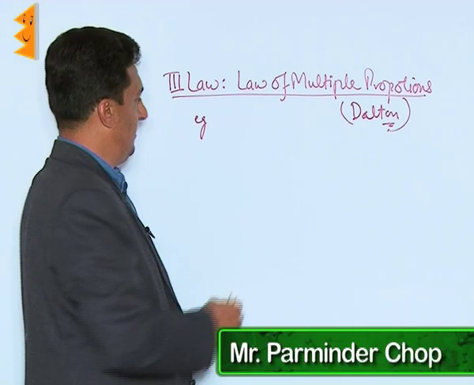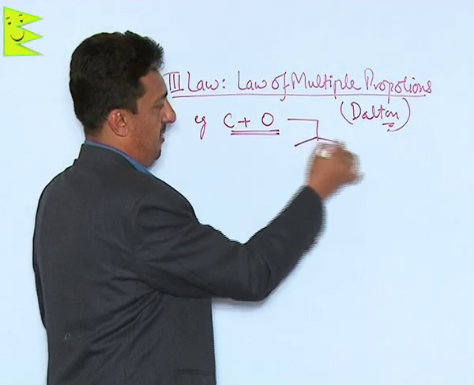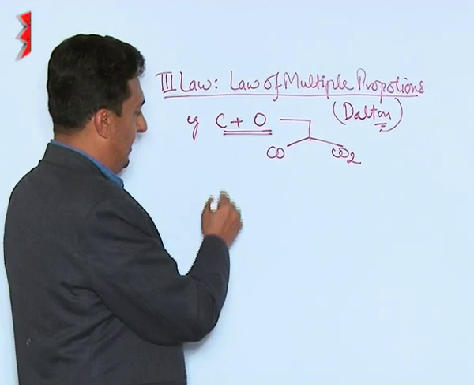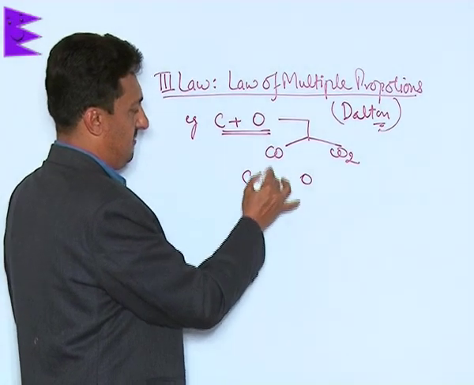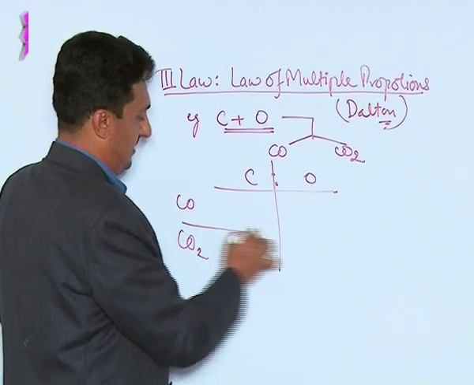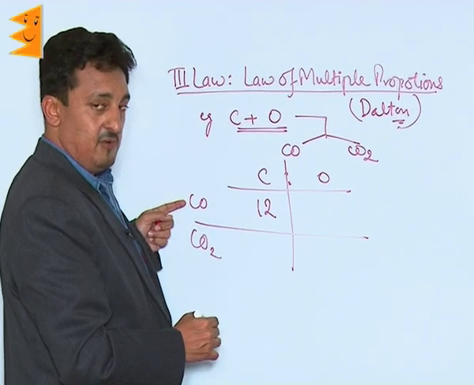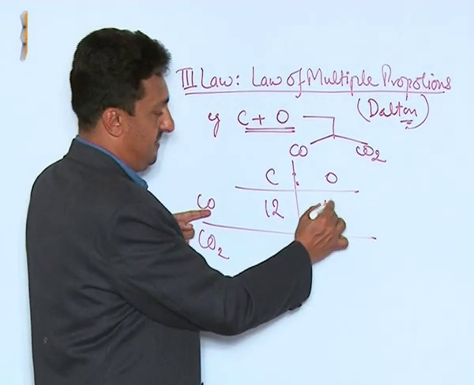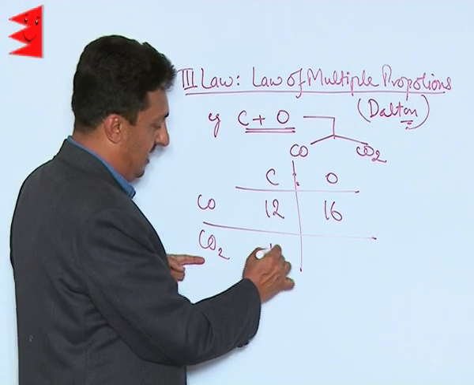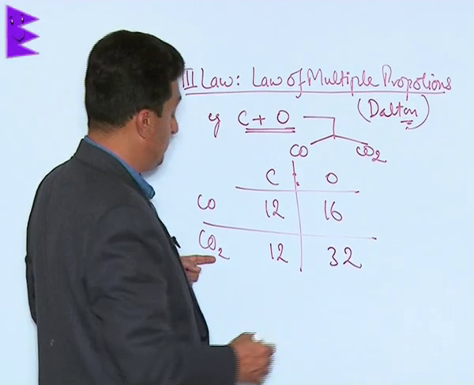Let us take one more example so that this concept of the law of multiple proportions becomes clear. We can take the example of carbon and oxygen combining. We know that they form carbon monoxide as well as carbon dioxide. In the first case we have only one carbon, so it will be 12 grams for 1 mole, and since it is one oxygen, it will be 16 grams for 1 mole. Whereas in the case of carbon dioxide, it's again 12 grams for carbon, and since there are 2 oxygens, it will be 32 grams for oxygen.